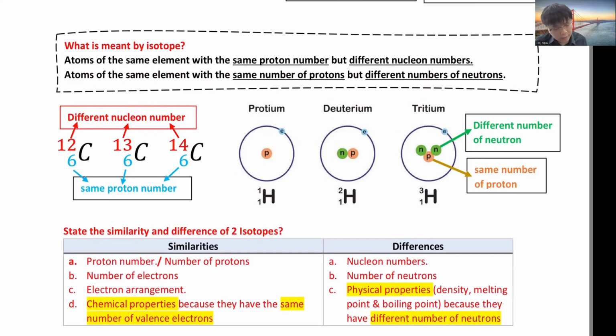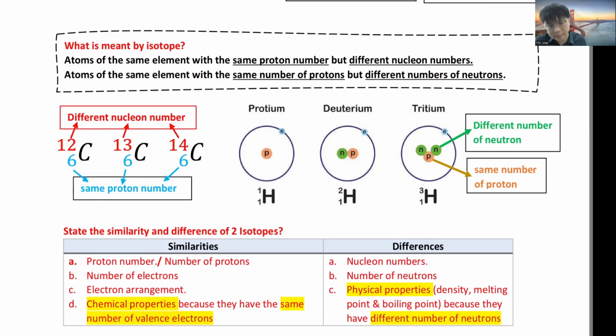In other words, you can write the definition in two ways, either the first one or the second one: atoms of the same element with the same number of protons but different number of neutrons. So this is the definition; you choose 1 or 2. The number of protons is the same. For example, hydrogen: they each have 1 proton. But for H-1 there is no neutron. For H-2, 2 minus 1, you get 1 neutron. For H-3, 3 minus 1, you get 2 neutrons. So the number of neutrons is different, but the protons are the same. You can use the first definition or the second definition.